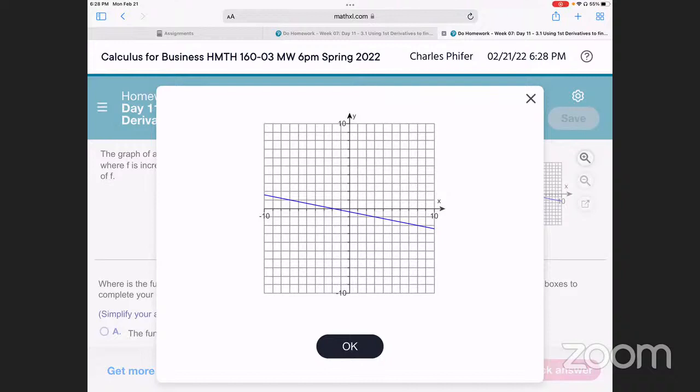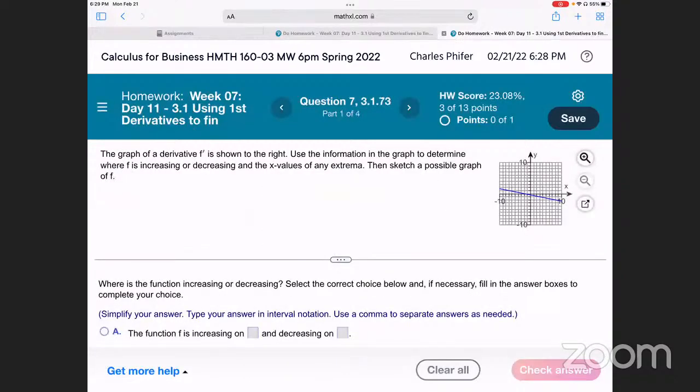It looks like a critical value where it goes from positive to negative is when x is -2. So left of -2, the original function should be increasing. And when x is -2, we're going to have a relative max. Then to the right of -2, the original function should be decreasing, right? Again, that graph was the graph of the derivative. So where is the function increasing or decreasing? It's increasing left of -2 and decreasing right of -2.